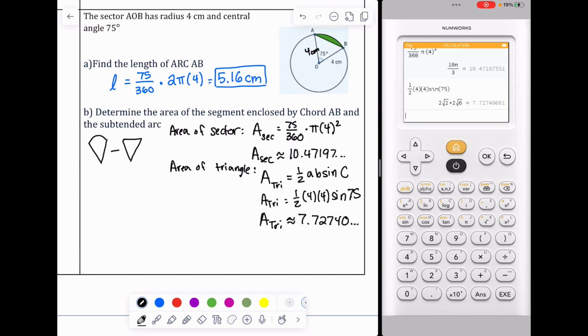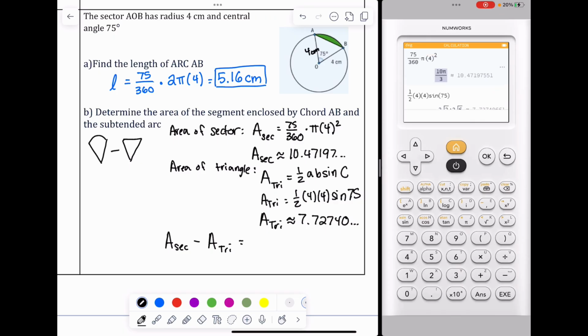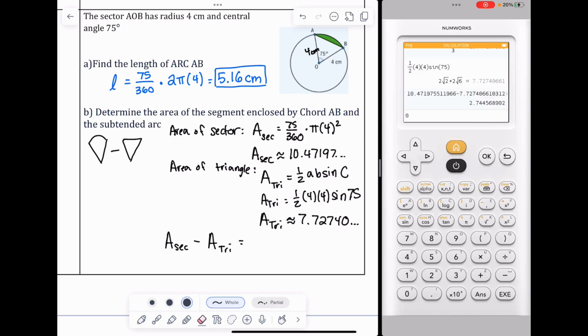Now that I have that, I can just do the area of the sector minus the area of the triangle. A nice thing about clearly labeling what your calculations are is that it allows us to write what we're doing without writing out our full unrounded decimals. So we go up and grab our values from before and subtract them, and what we end up with is 2.74.